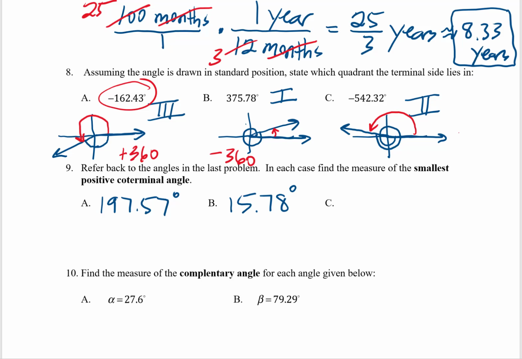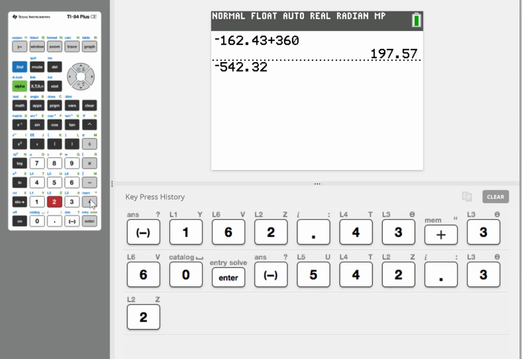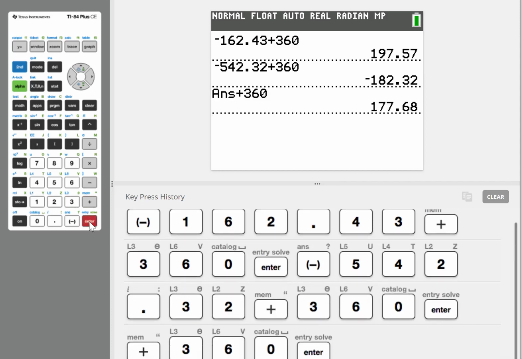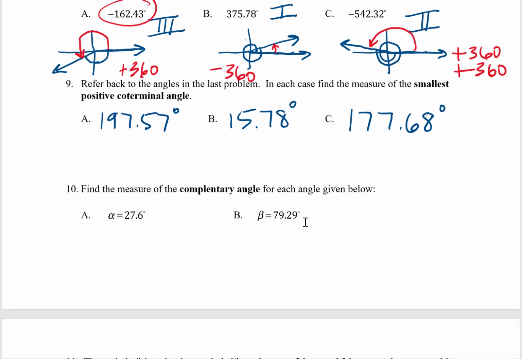In part C, the angle I'm looking for is this angle here. I don't think adding just one 360 is going to be enough. That will still keep me in the negative. So I'm thinking what I'm going to have to do is add a couple of 360s. I can just try it out on the calculator. So I'll add a 360. That is a coterminal angle, but it's still negative. So I'll add another 360. And now I have what I was looking for, 177.68 degrees.